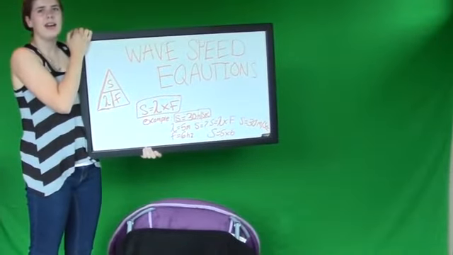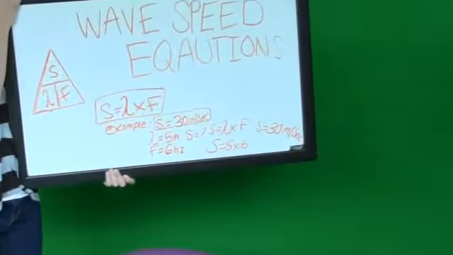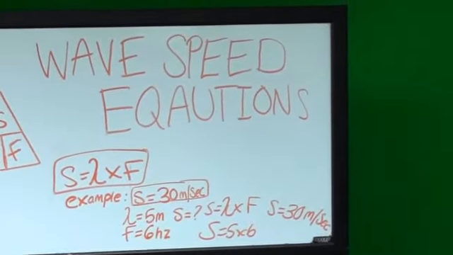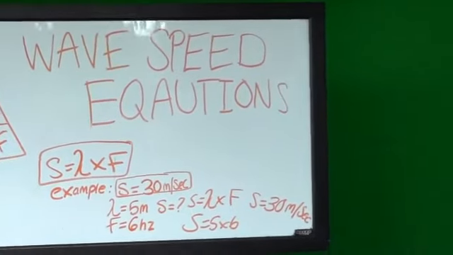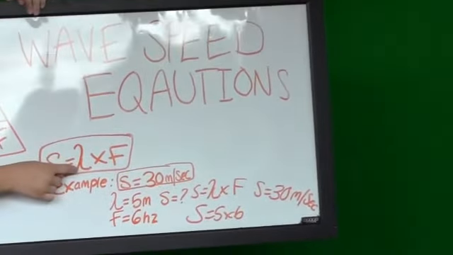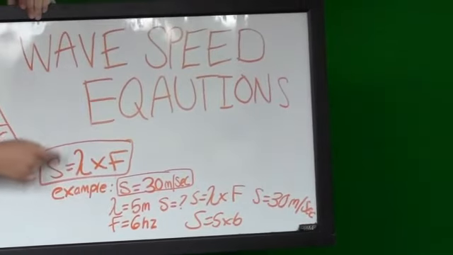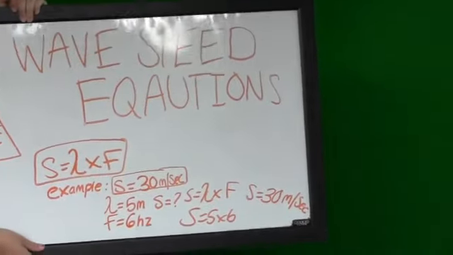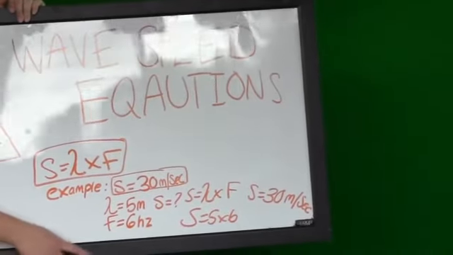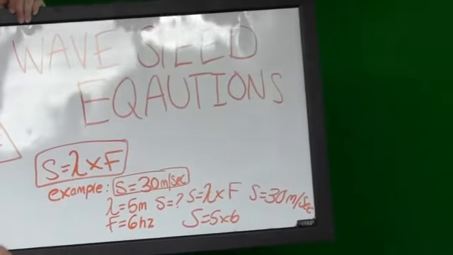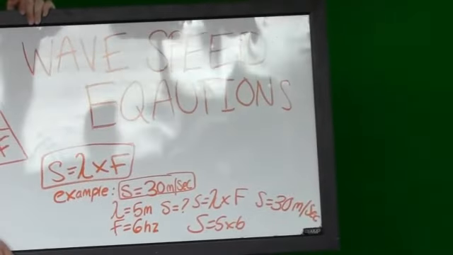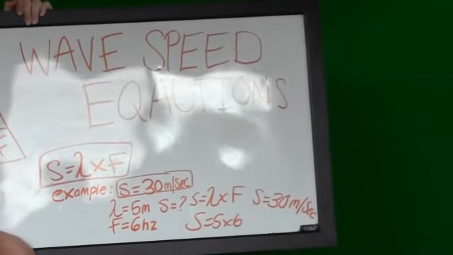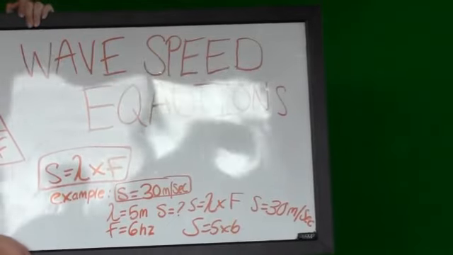Hi, welcome back. Now we're going to talk about wave speed calculations. The formula for wave speed is wave speed equals wavelength times frequency. This backwards y thing is the sign for wavelength. So here's an example. If the wavelength is 5 meters and frequency is 6 hertz, then we would say wave speed equals 5 times 6, which is 30 meters per second.